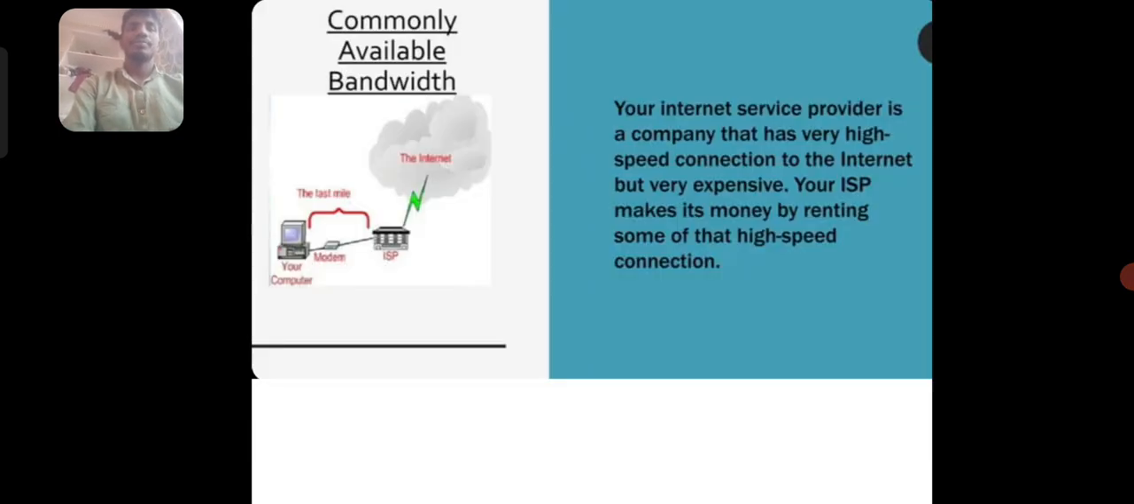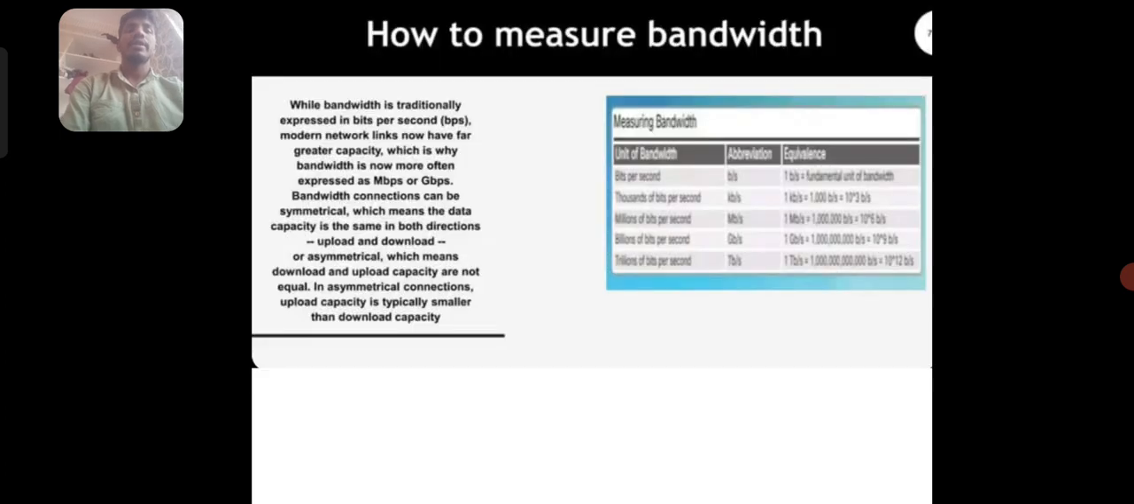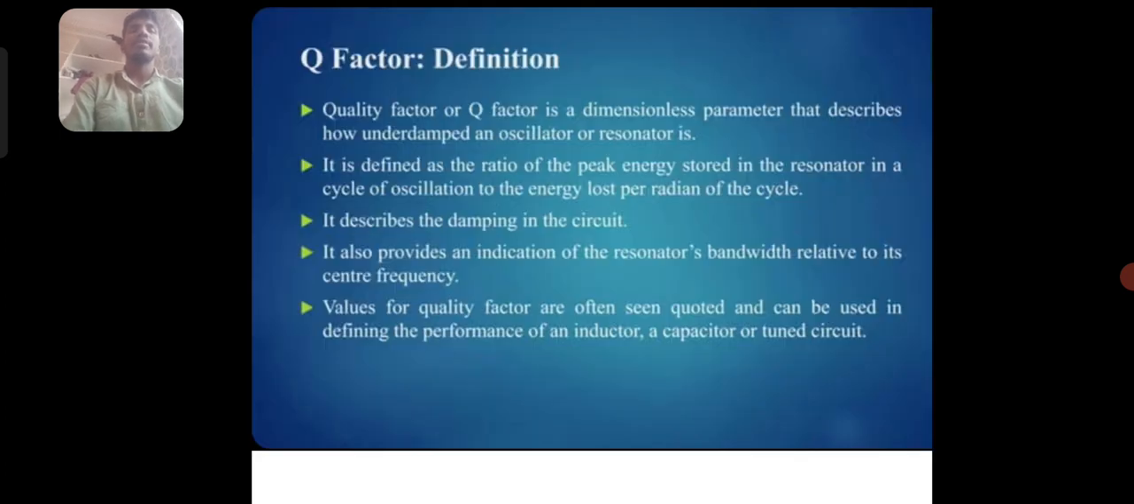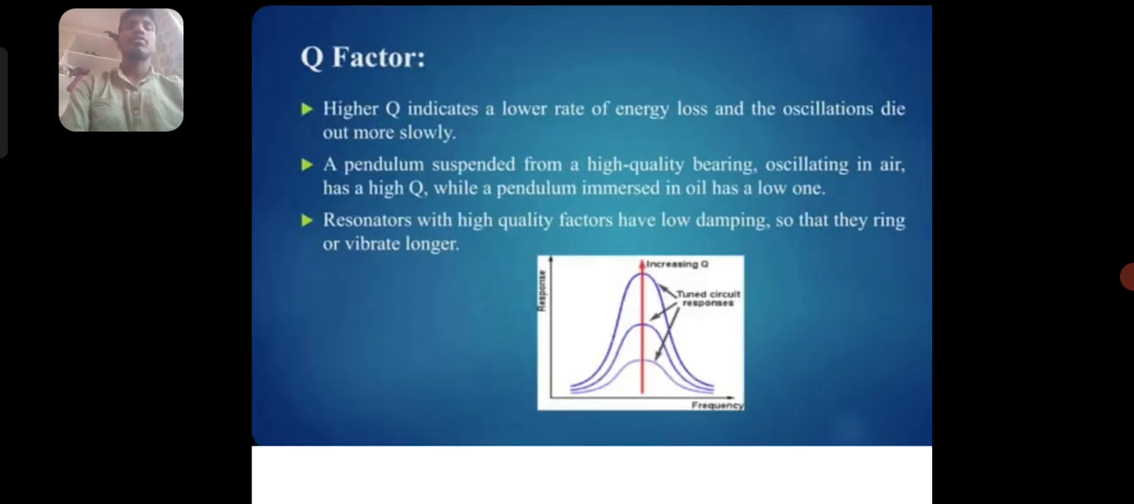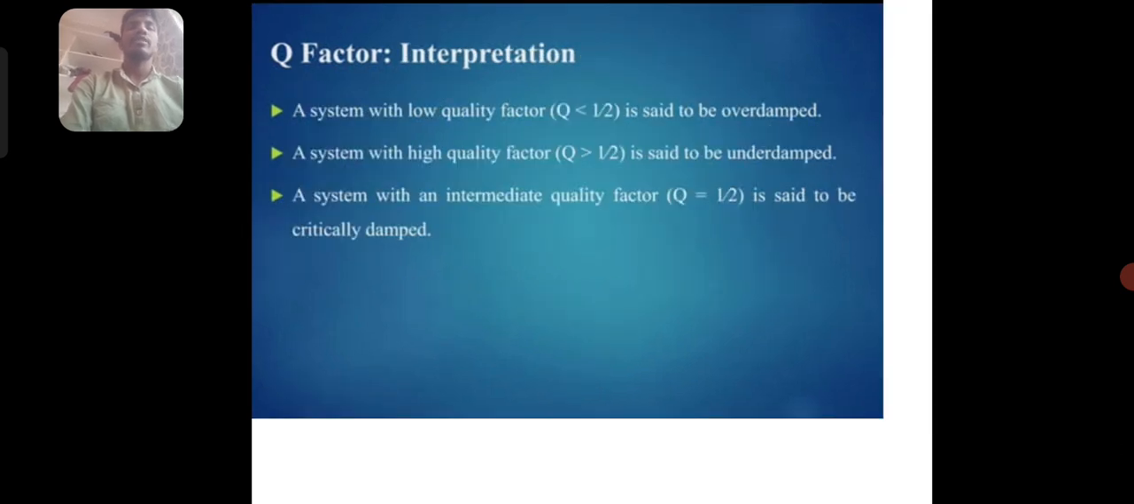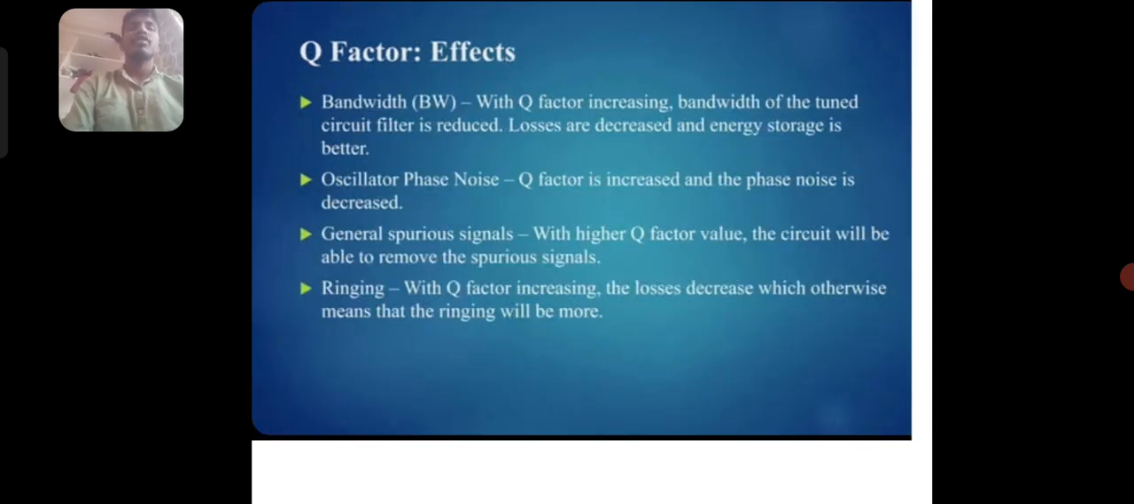And it is the commonly available bandwidth. It is a diagram of the commonly available bandwidth, bandwidth versus speed, how to measure bandwidth, bandwidth of a signal, Q factor definition, Q factor representation, Q factor interpretation, and Q factor effects. With the Q factor increasing, the bandwidth of the tuned circuit is reduced, losses are decreased, and energy stored is better.